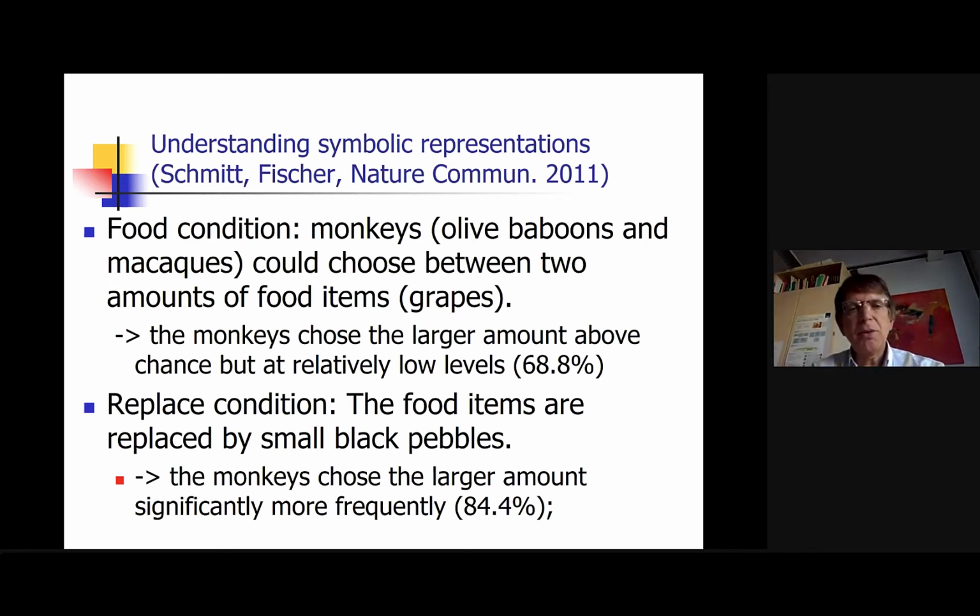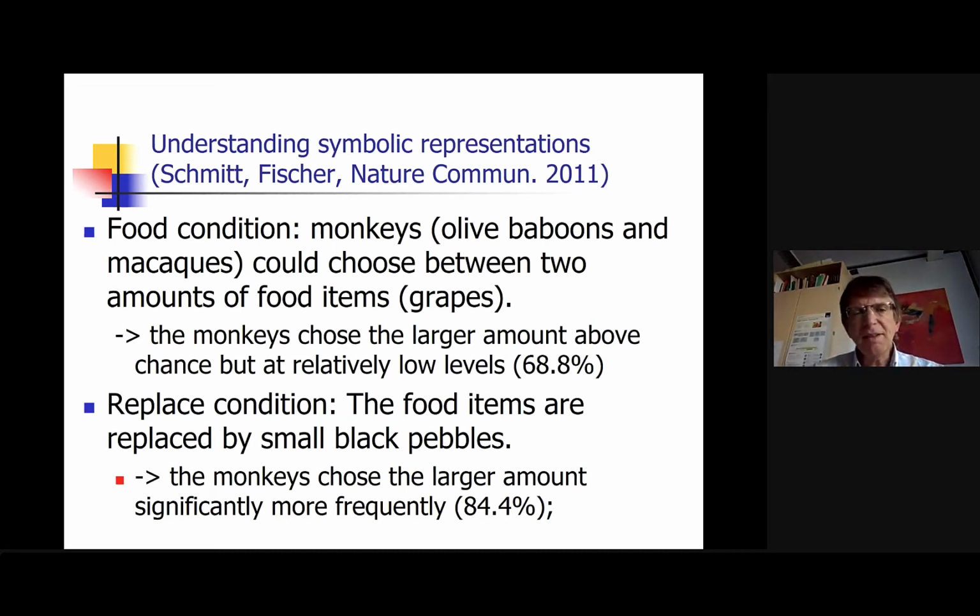What is the study showing? How is it organized? Monkeys could choose between two amounts of food items, grapes. So in their cage, on the left side there's a plate with 2 grapes, on the right side with 5 grapes. What do they do? Interestingly, the monkeys choose the larger amount above chance, but only at relatively low levels, something like 68%.